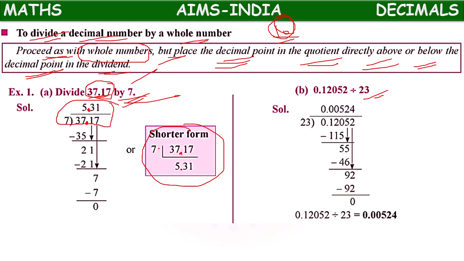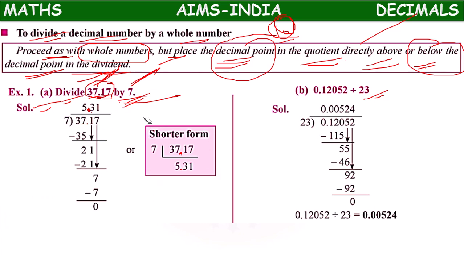So here we have the dividend, because we have to divide 37.17 by 7. This is the dividend, this is the divisor. If the dividend is divided by the divisor, we will get the quotient. In the quotient, the decimal point is to be kept directly above in the case of long division, or directly below in the case of the shorter form. Wherever the decimal point is in the dividend, exactly at the same place in the quotient we have to keep the decimal point.